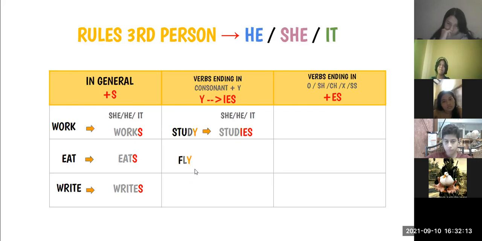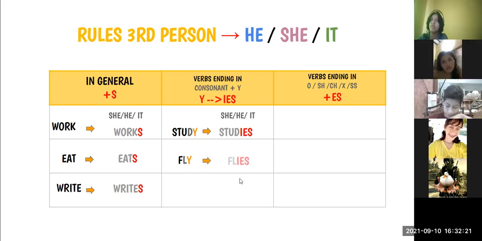Okay, the next one. Fly. How can we change this verb to the third person singular form? Flies. Flies. Very good. So what can you say? What is your sentence? Flies. A sentence with flies. What could you say? With flies.